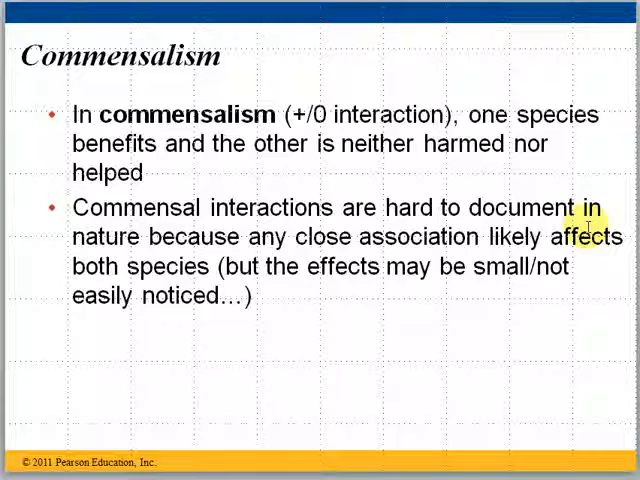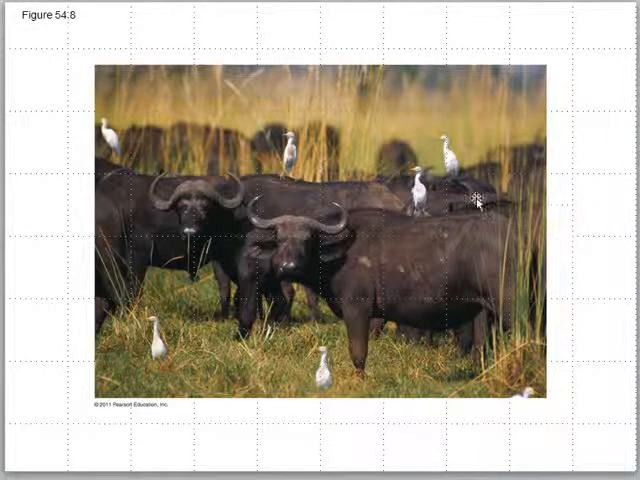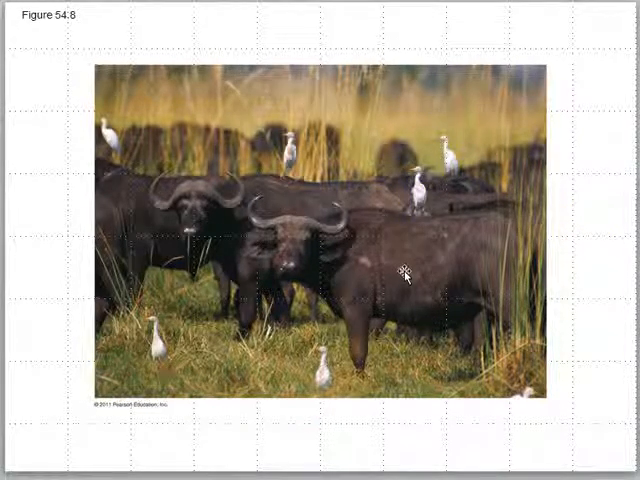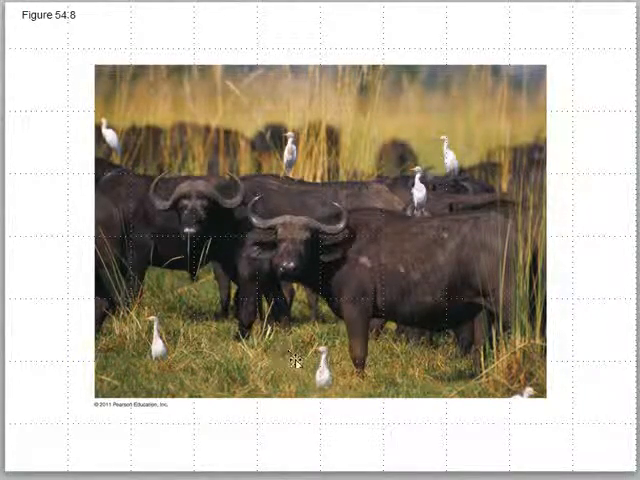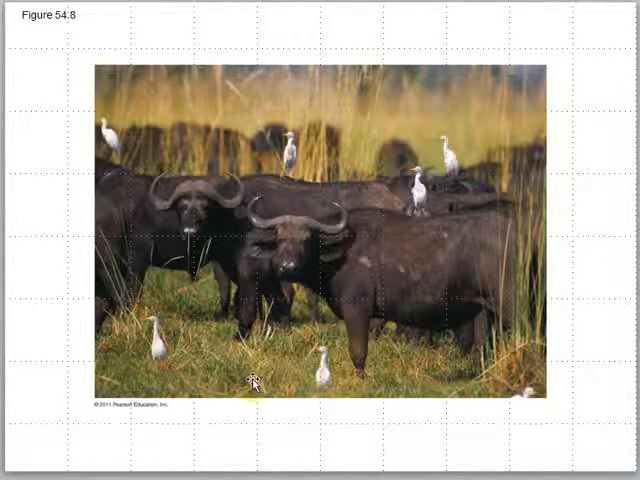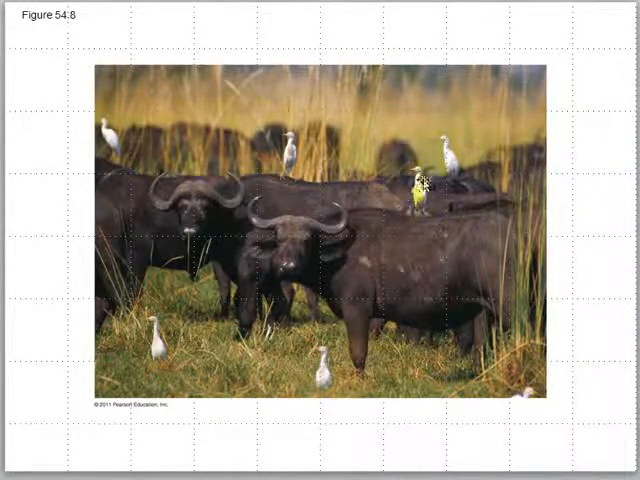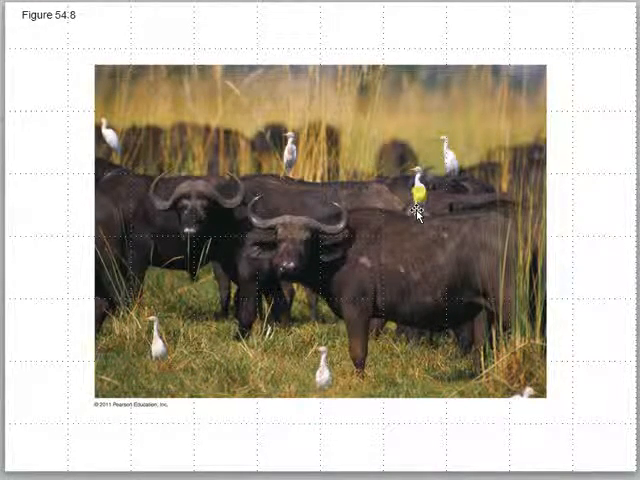Like if you take a look at these water buffalo and cattle egrets, the cattle egrets are getting a benefit. They get the benefit of the grasshoppers and other creatures that the water buffalo kind of bring to the surface. So as the water buffalo are moving through the grass, it causes the grasshoppers and other insects to fly up, and they get the benefit of that. They also get the benefit of a free ride. I mean, they're having to expend no energy to move from place to place. They oftentimes may even pick at flies or other insects that land on the water buffalo.